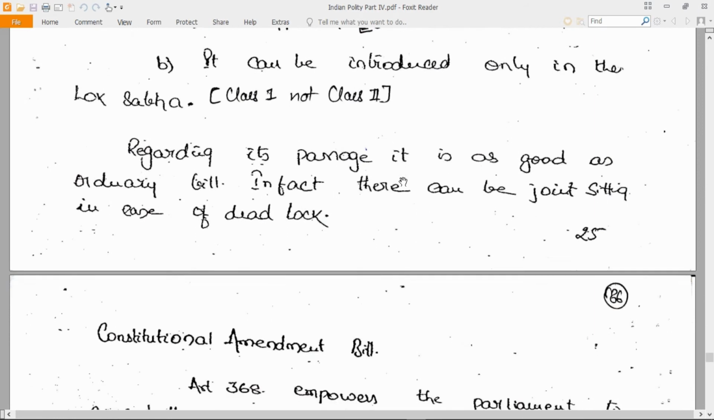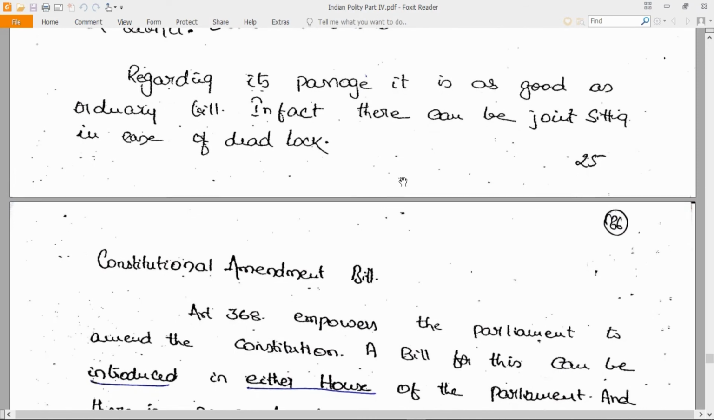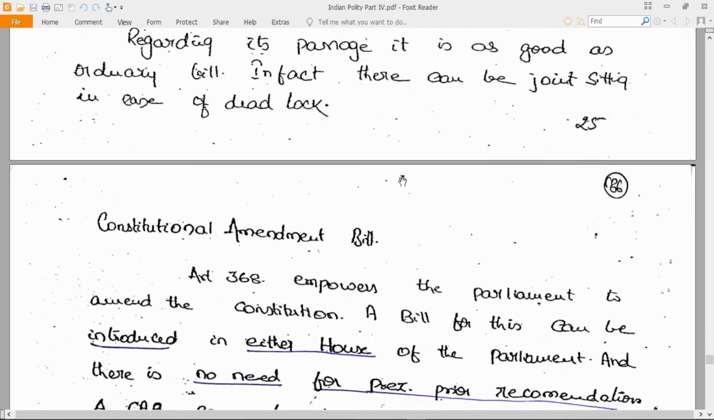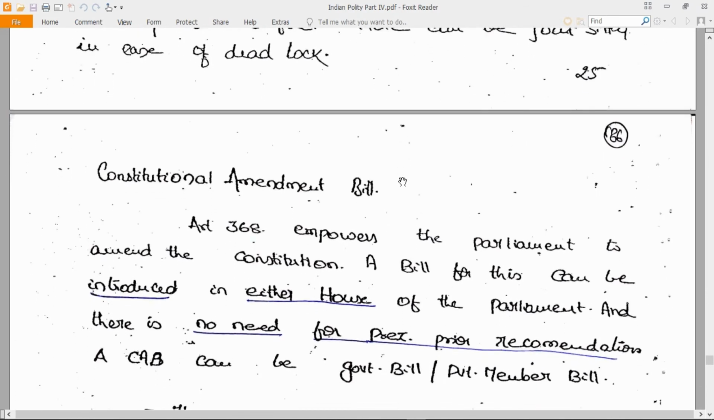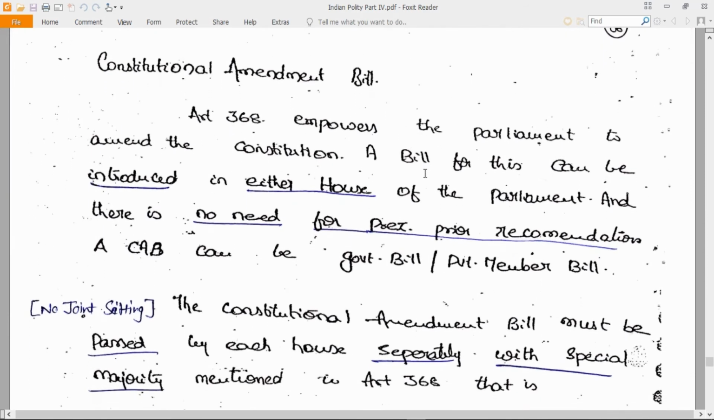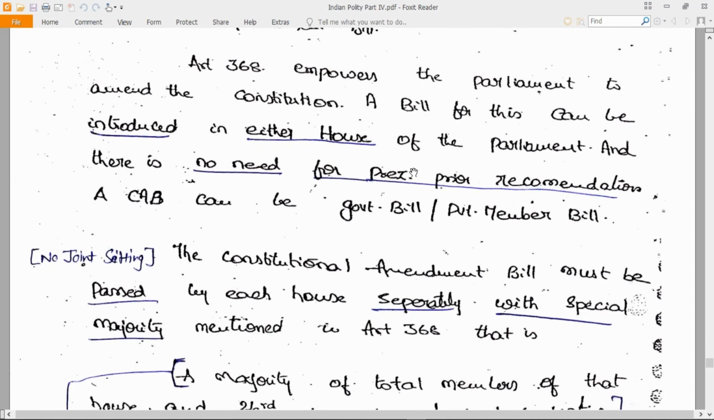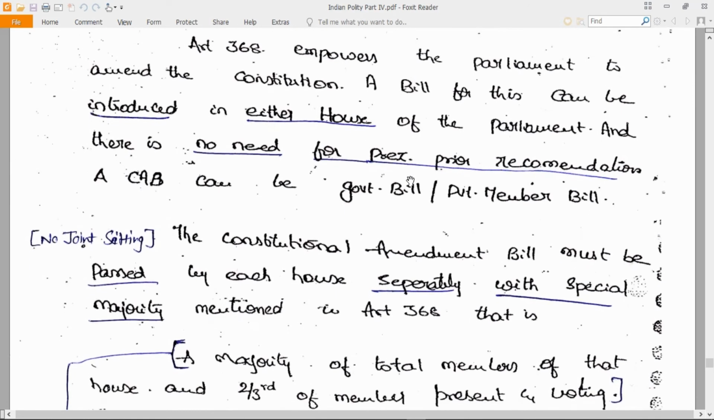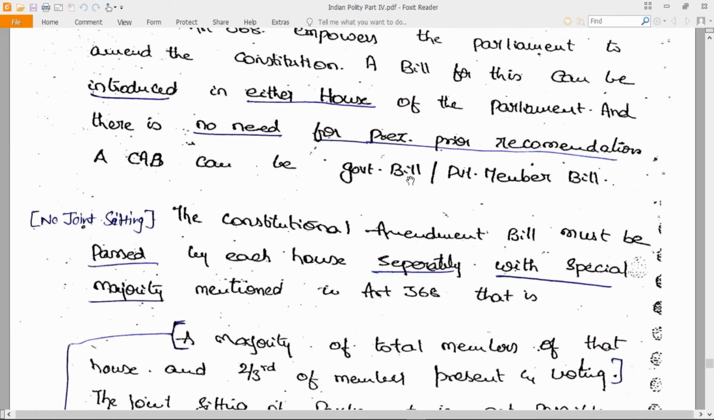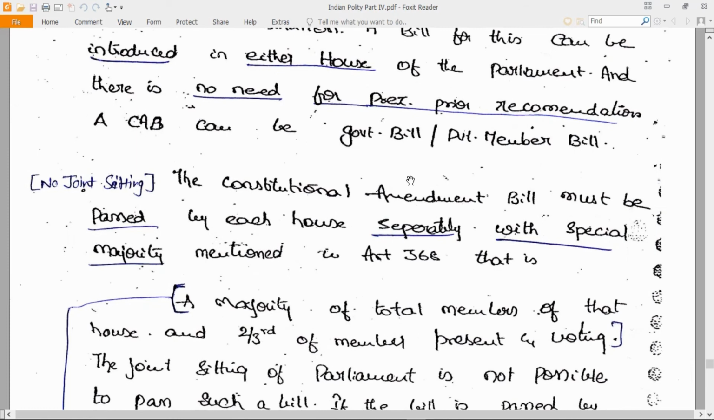Now, regarding its passage, it is as good as an ordinary bill. In fact, there can be a joint sitting in the case of deadlock. Now, what is a Constitutional Amendment Bill? Article 368 empowers the Parliament to amend the Constitution. A bill for this can be introduced in either house of the Parliament, and there is no need for the President's prior recommendation. A CAB can be a government bill or a private members' bill.